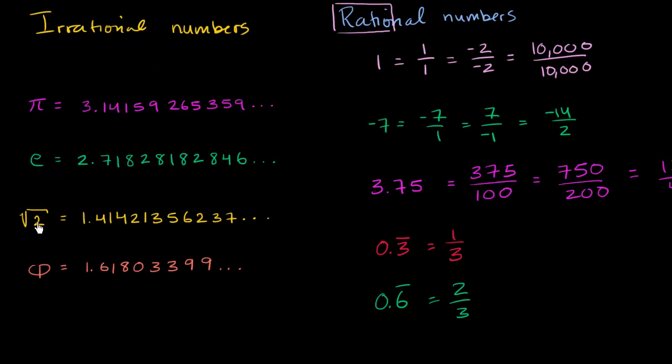Another way to think about it, I took the square root of 2, but if you take the square root of any non-perfect square, you're going to end up with an irrational number. You take the sum of an irrational and a rational number, and we'll see this later on, we'll prove it to ourselves, the sum of an irrational and a rational is going to be irrational. The product of an irrational and a rational is going to be irrational. So there's a lot of irrational numbers out there.